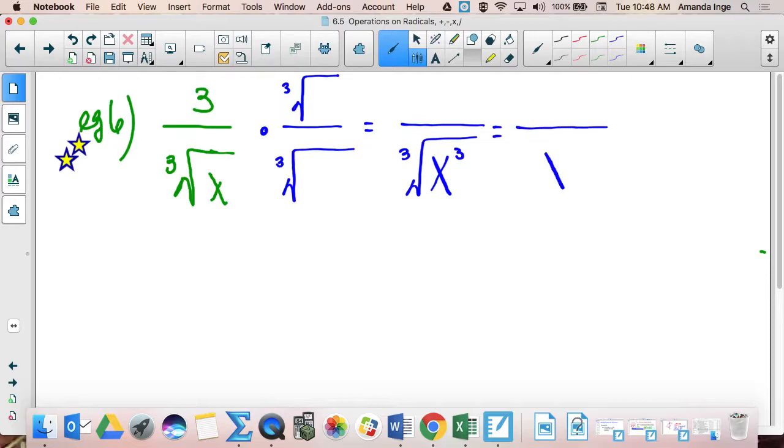To get this. So how many am I going to put under this radical sign? 2. Because this plus this has to equal that, and these have to equal the same thing for me to get x. So this is 3 cube roots of x squared. That's 3 cube roots of x squared divided by x.